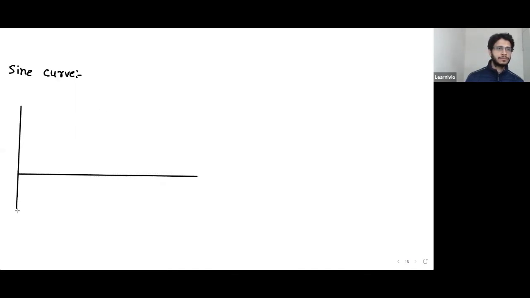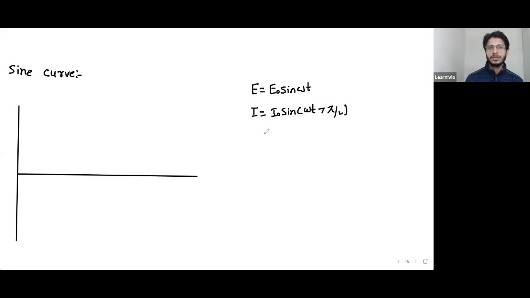Okay, the next topic is the sine curve. See, the equation of EMF is the usual E naught sine omega t. But the equation of current is I naught sine omega t plus pi by 2, which is basically cos omega t.